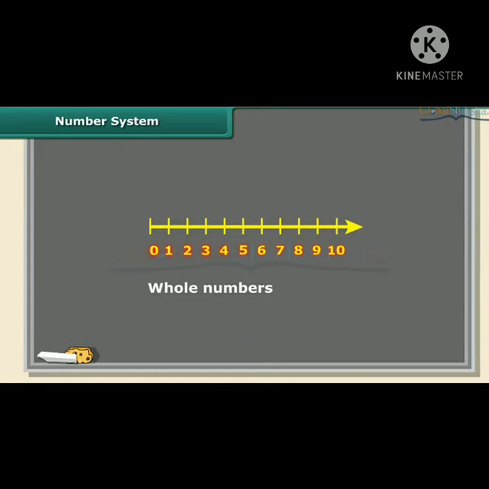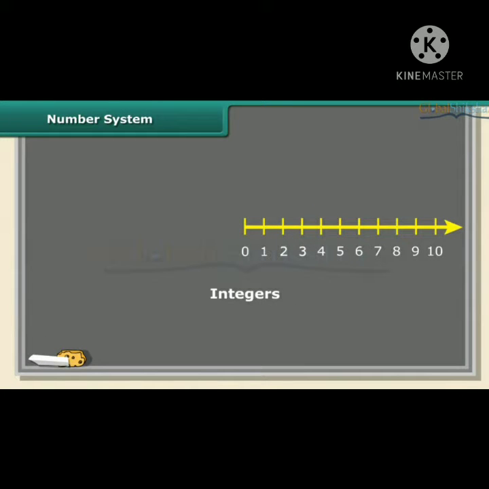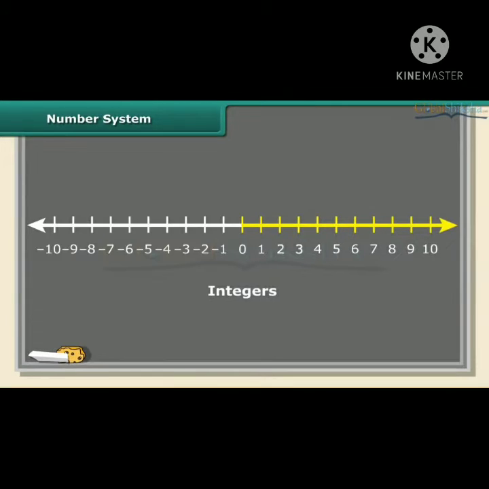Whole numbers are simply the numbers 0, 1, 2, 3, 4 and so on. There are no fractions. Natural numbers are the positive whole numbers except 0. Integers are like whole numbers but they also include negative numbers. So, integers can be negative, positive, and 0.